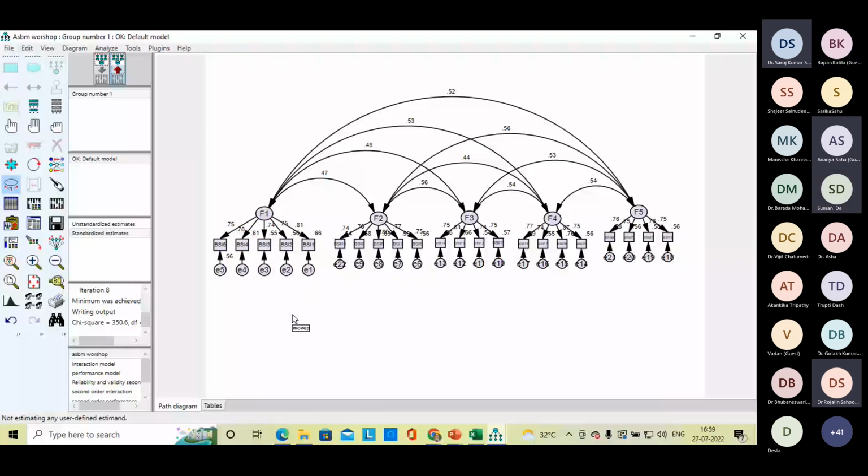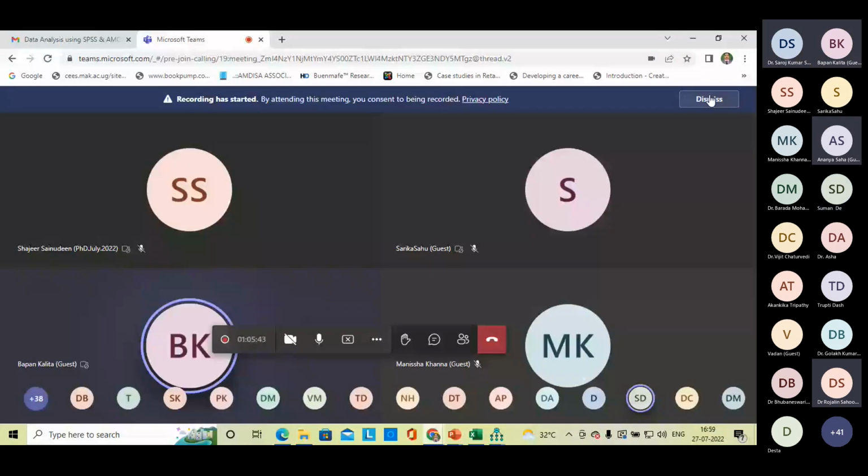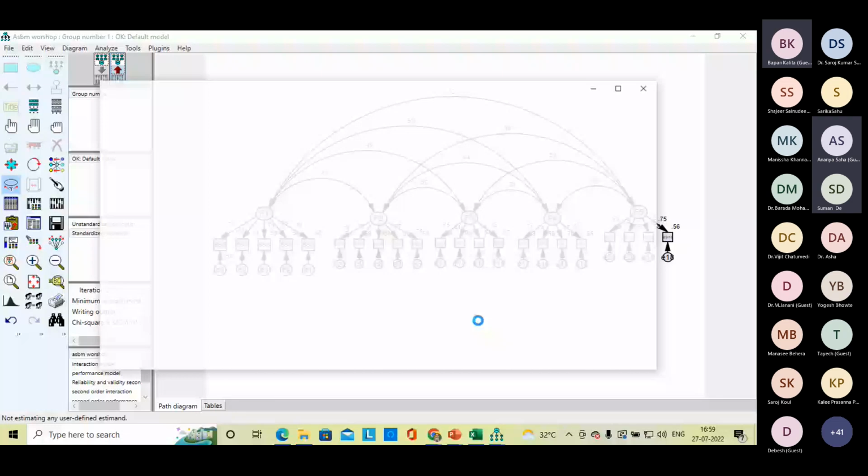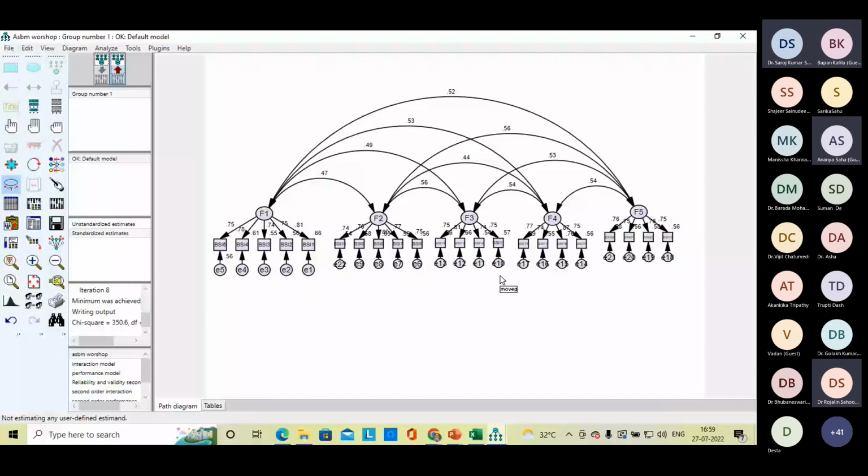All of you please do it in the Excel sheet or on your calculator. 0.766. How much are you getting? 0.7666. So can we calculate it on the diagram itself, sir? No, in an Excel sheet or separately you will calculate. Done it, sir. Likewise, do it for F2, F3, F4, F5.